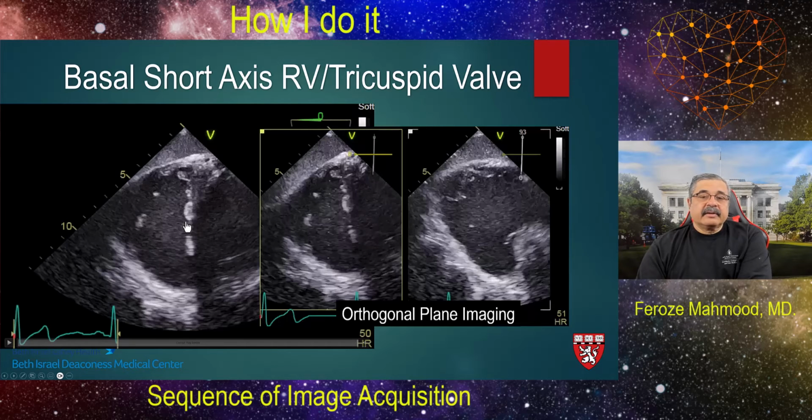Then we go on to look at the right ventricle, again in the short axis view, as well as the simultaneous orthogonal plane imaging to look at the RV inflow, as well as the anterior and posterior parts of the tricuspid valve.